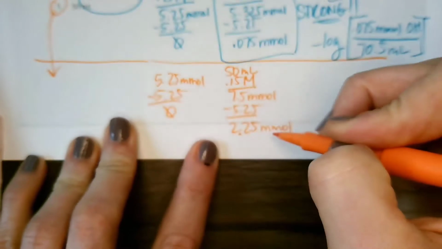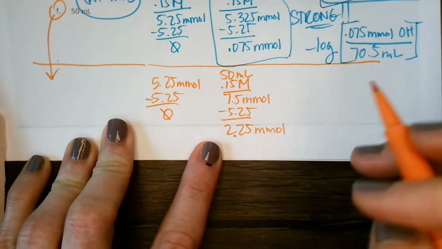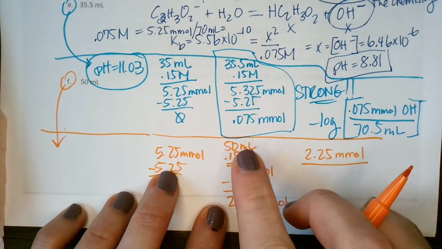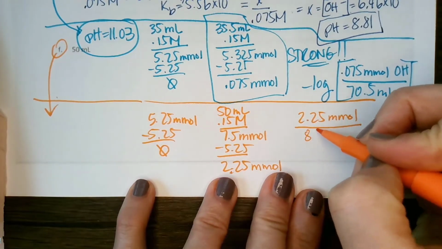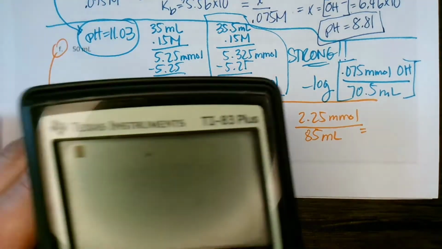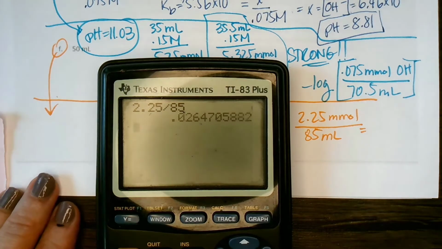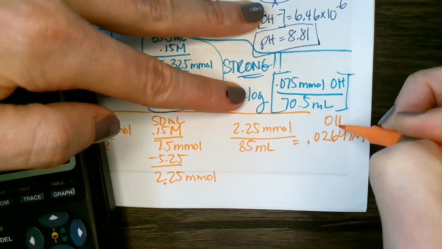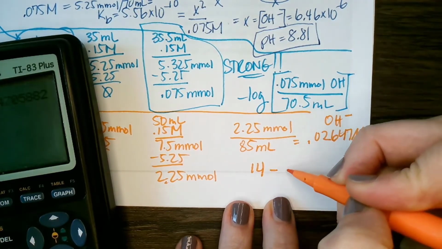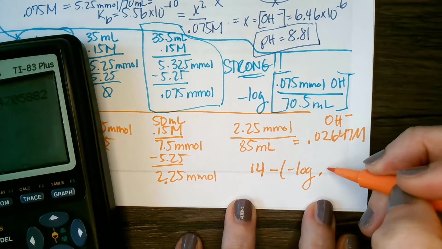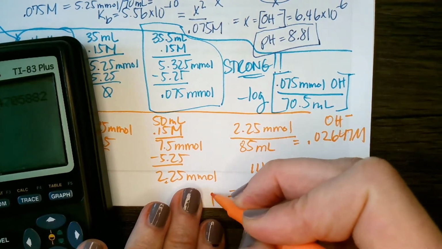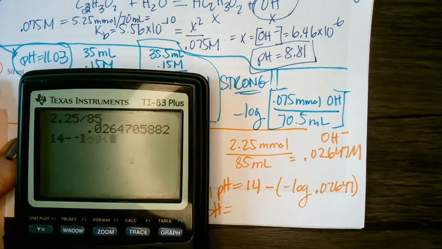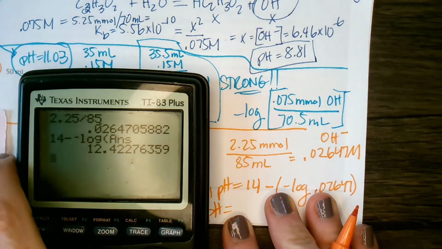And since this is strong, I'm not worried about any kind of Ka or Kb chemistries. This trumps all. So we're going to take my 2.25 millimole divided by my total combined volume, 50 plus 35, so 85 milliliters to find this concentration of my hydroxide ion. 2.25 divided by 85 gives me a concentration of 0.02647. This is my hydroxide ion concentration. So let's do 14 minus the negative log of 0.02647, to get a pH of 12.42 pH units.